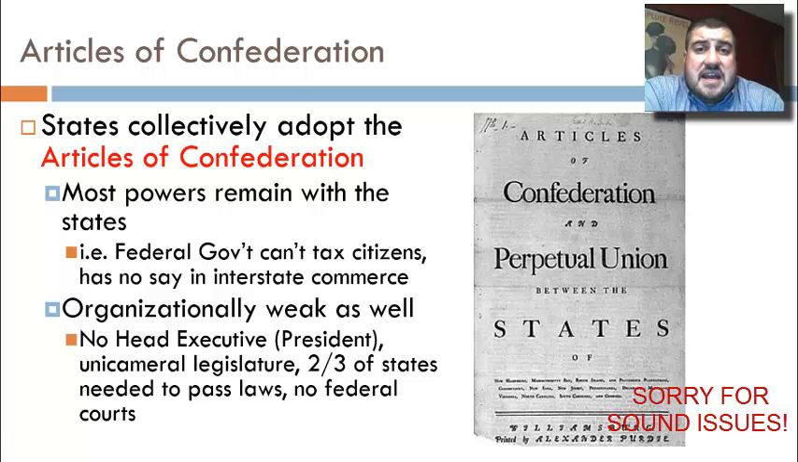Two-thirds of the states are needed to pass laws, whereas normally it's just a 50% plus one vote thing. A simple majority is needed. And there's no federal court system either. Here are some other weaknesses. Congress could not levy or collect taxes. The national government can't collect taxes.